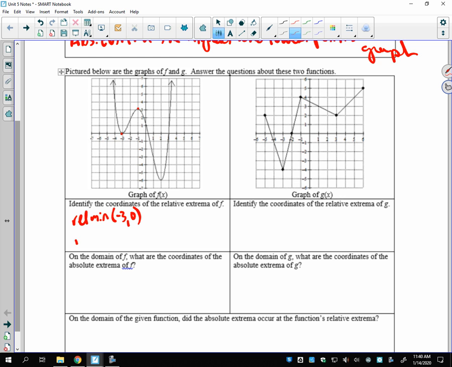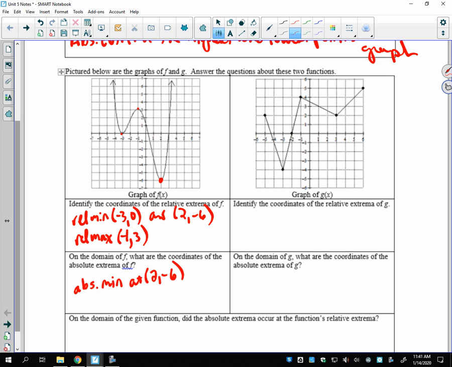We would have a relative max at the point -1, 3. And another relative min down here at 2, -6. It says, on the domain of f, what are the coordinates of the absolute extrema? Well, what is the lowest point on this graph? So the absolute minimum would be the lowest point on this graph, and the lowest point would be right here, and that would be at the point 2, -6.